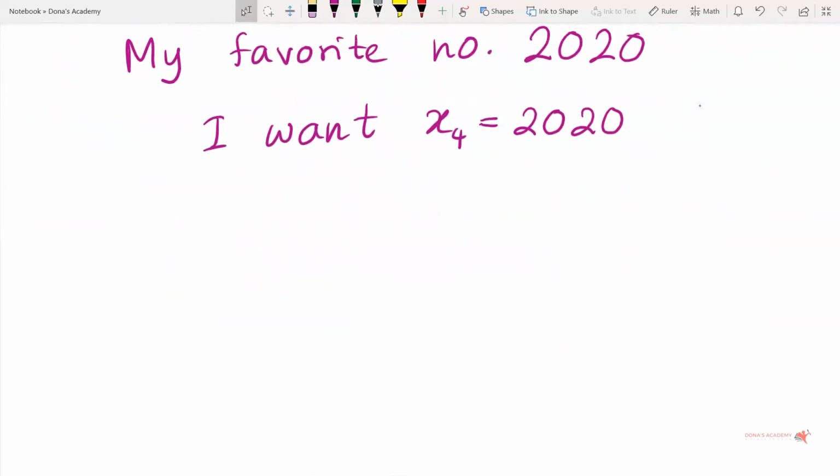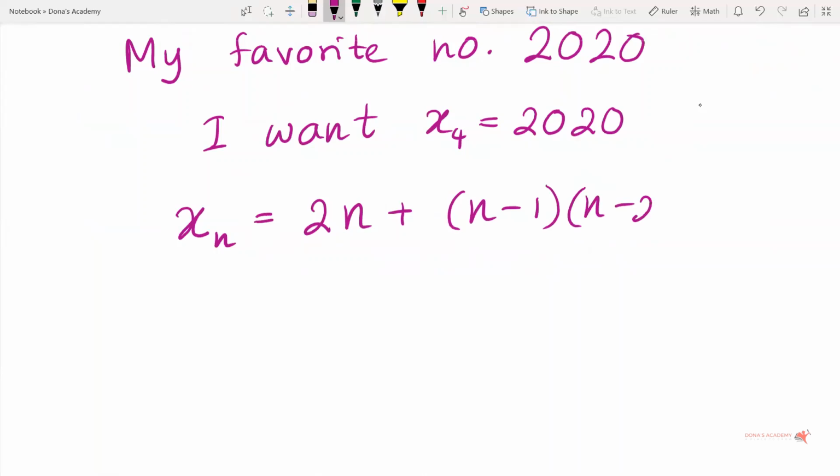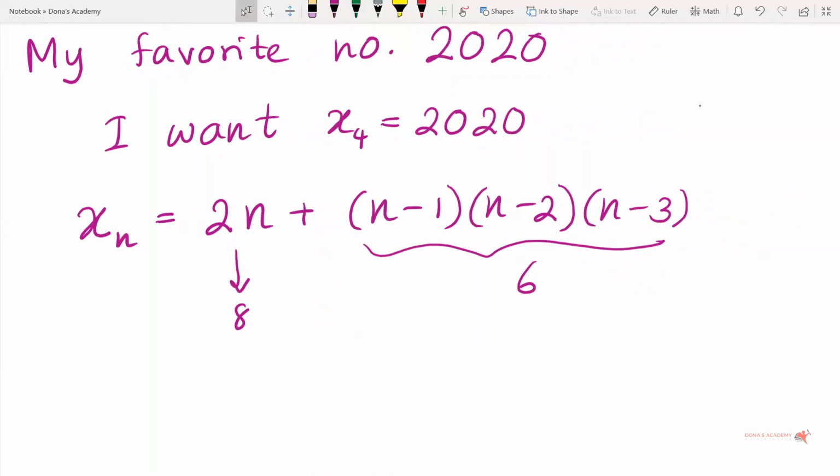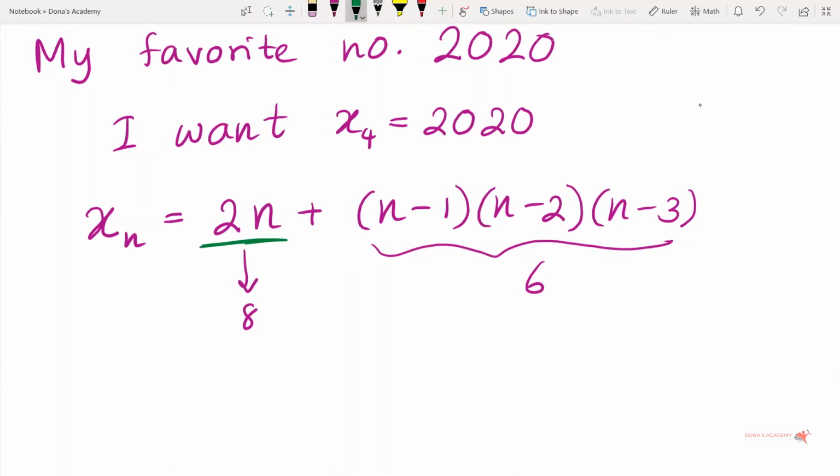What if I do this? Now I had xn equals 2n plus, and my second possibility was this. Now when I plug in 4, this was giving 8 and this was giving 6. 8 plus 6, 14. I got 14. However, now I want 2020. So how do I get 2020? Now I'm not going to do anything to this term because I want to keep it, since I want 2, 4, 6 for my first three elements.